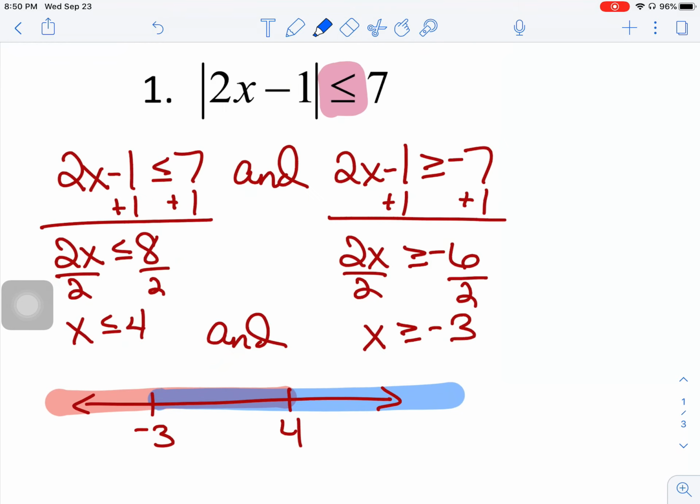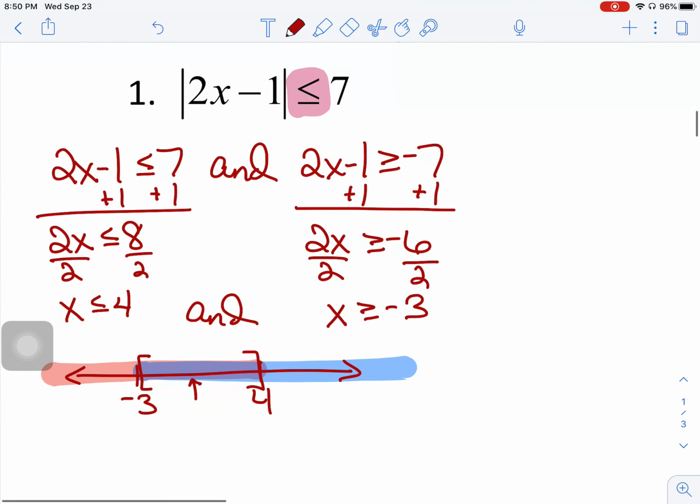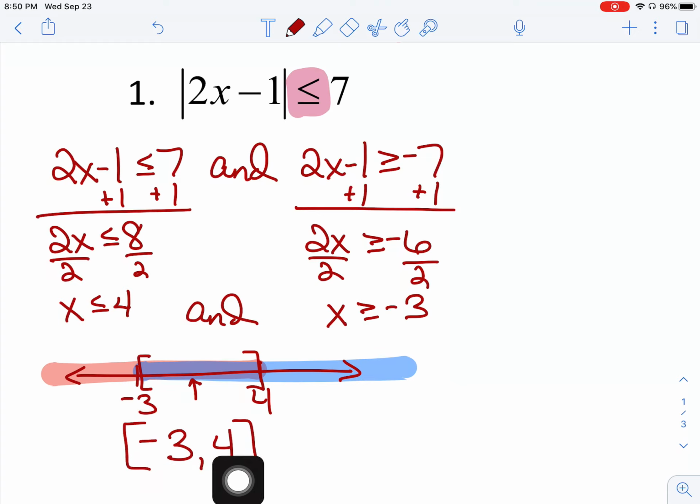Now, it's hard to see. I tried to pick two colors that would work, but what you want to look for is this purple overlap in the middle. I had red shading and I had blue shading. The purple is where both of them are shaded. Both of these take brackets because of the equal to part. So the only values that work to make this inequality true are the numbers between negative 3 and positive 4. If you pick anything outside of that, it would not work.